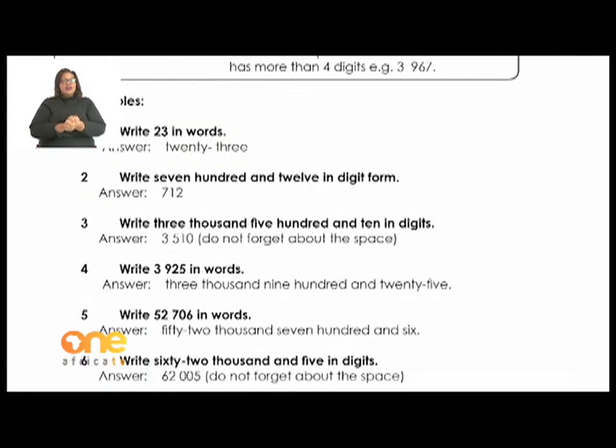You want to try one more example? Write 3,925 in words. Remember what I said? Always try to say the number out loud. And as you hear the number, then you write it down. So let's start. 3,000, that is the first word that I hear. So I write down 3,000. 900, that is the second. I write it down. And 25. So 3,925. And do not forget about your spelling.